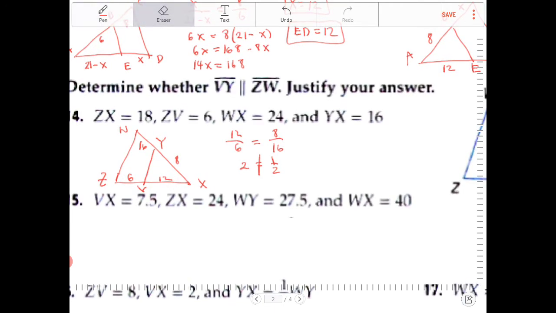Oh, I got it backwards. So Yx is 16, and Yw should be 8. I got it backwards. My apologies. So therefore this is flipped. So 12 over 6 is to 16 over 8. Is that true? 2 is equal to 2. So yes, Vy is indeed parallel to Zw. It checks out.